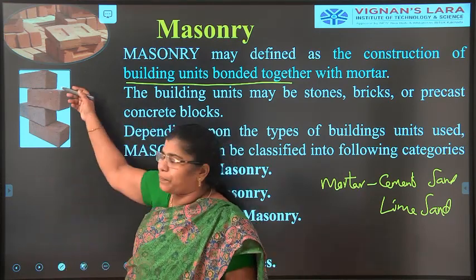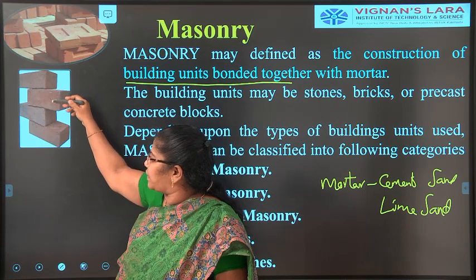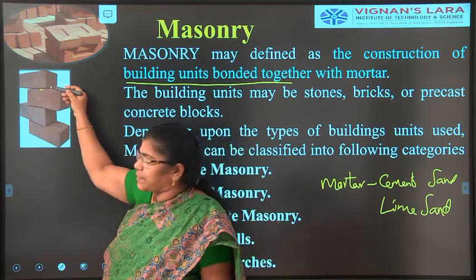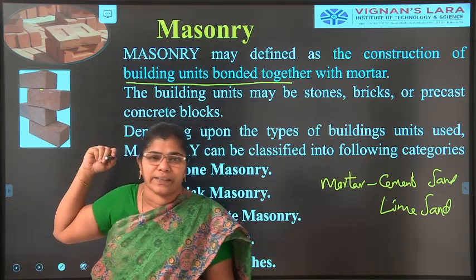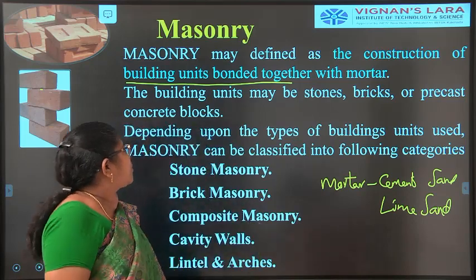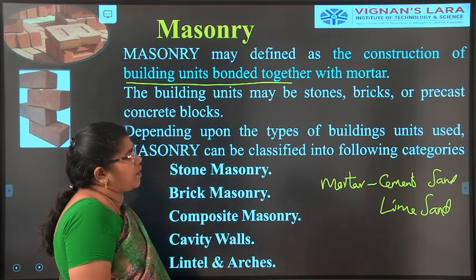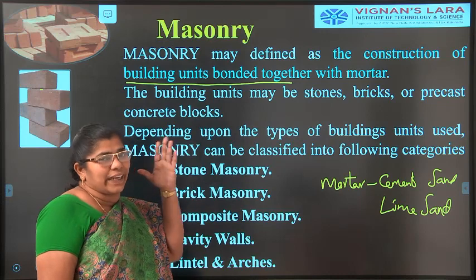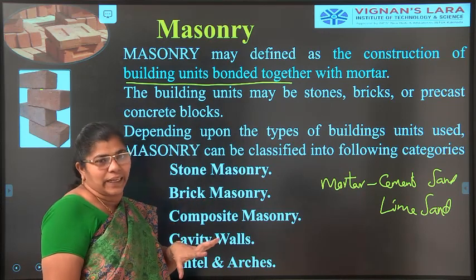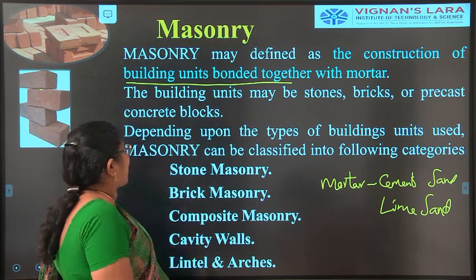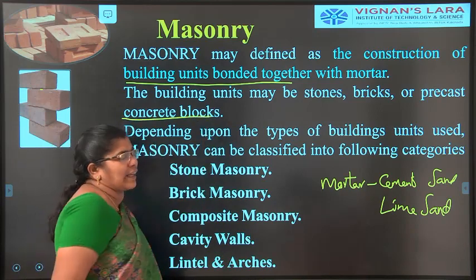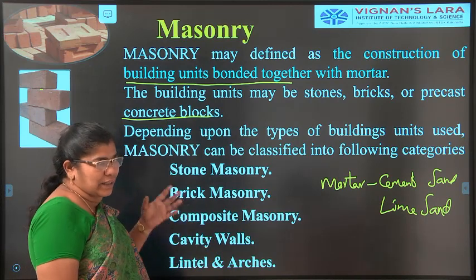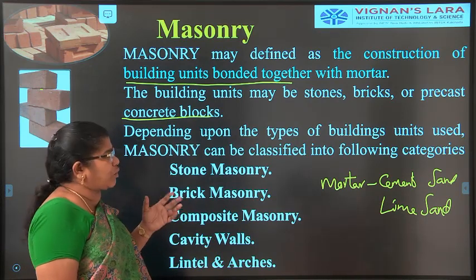So if units are just kept as such, this is not a masonry. If they are bonded with sand or mortar materials, we call it a masonry. Okay. So the building units may be stones, bricks, or any pre-casted units. Pre-casted means we can cast anywhere and bring it to the site. That can be pre-casted concrete blocks, right? It can be stones or bricks or pre-casted concrete blocks which can be used as masonry units.